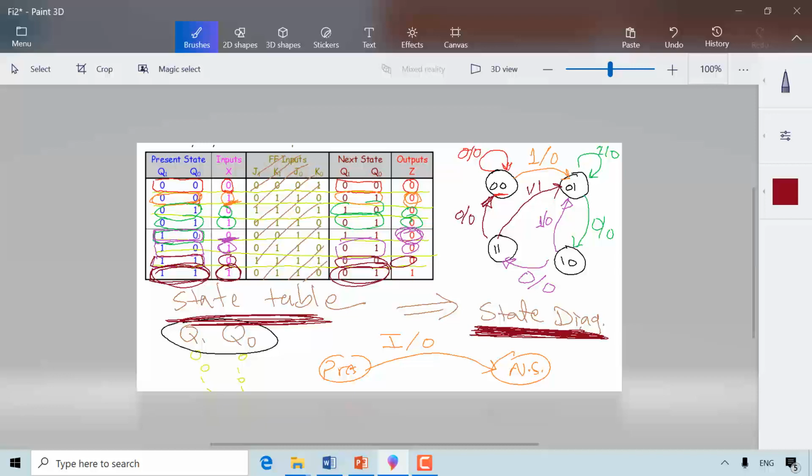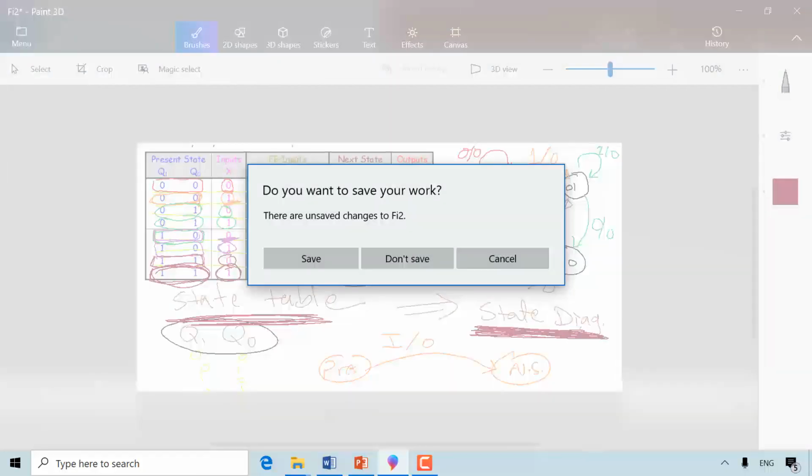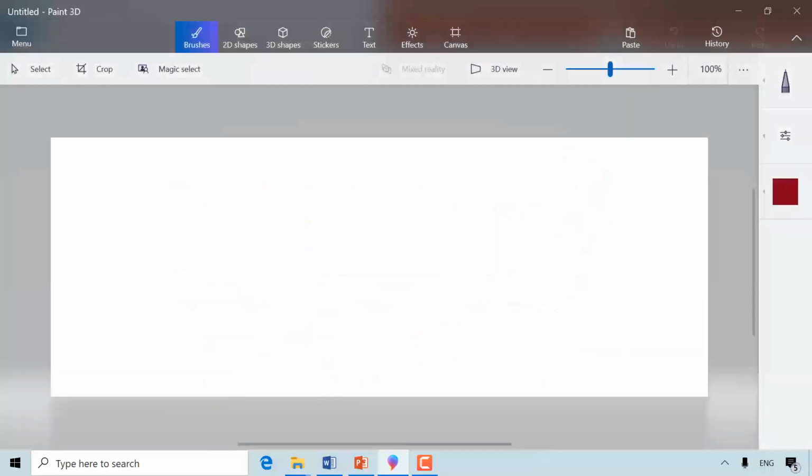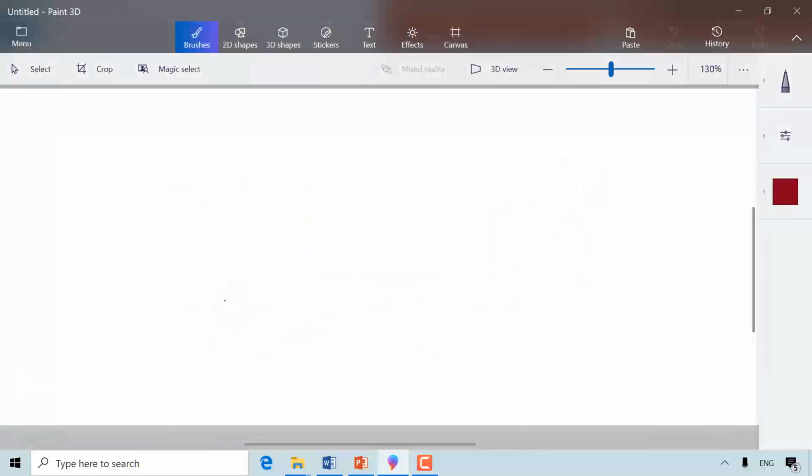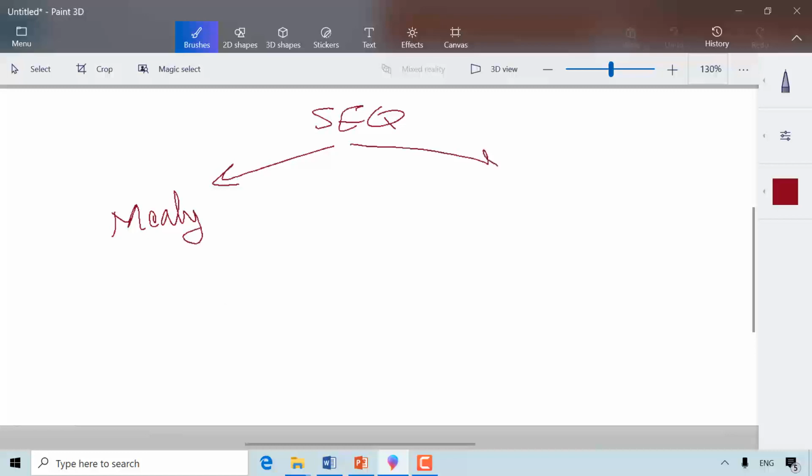One last point I need to clarify, which is the discussion of the Mealy and Moore sequential circuit. So sequential circuits can be classified as Mealy or Moore. These are two scientists who worked on these circuits. So what's the difference between the two?